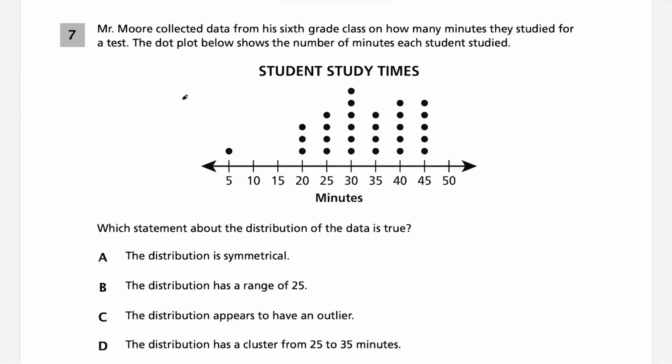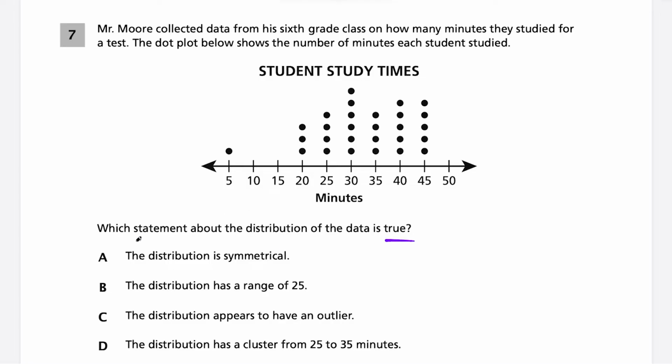Question 7. Mr. Moore collected data from his 6th grade class on how many minutes they studied for a test. The dot plot below shows the number of minutes each student studied. And we want to know which statement about the distribution of the data is true. So here we have this dot plot, and we are just going to go through the answer choices. We want to know which one is true.